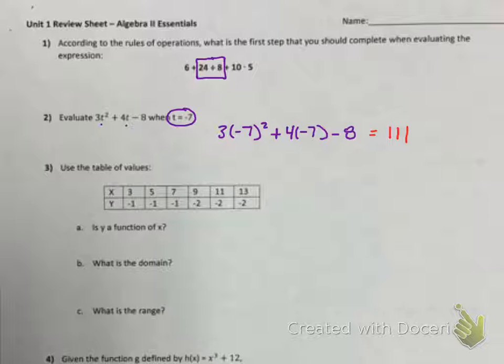Question 3, it says use the table of values. Part A asks, is y a function of x? So in this case, is y the output to x's input? So meaning we're going to test the x values and make sure they're each used once. And so each one of these maps to the same number for the most part, but each one is used once. So since each one is used once, this is a function.